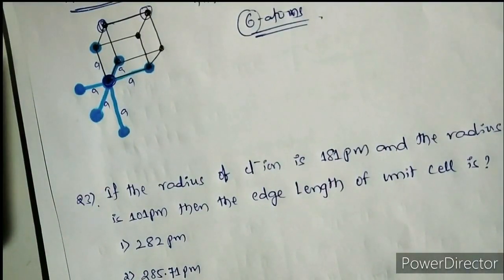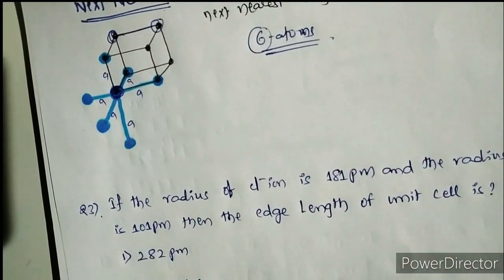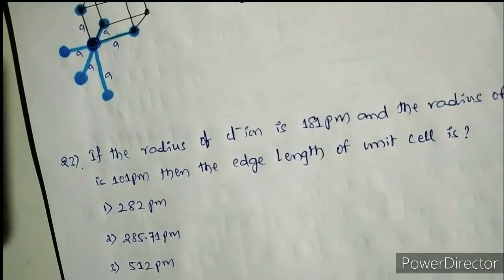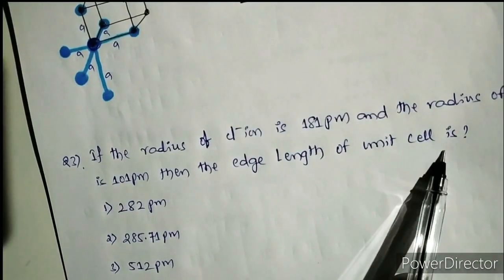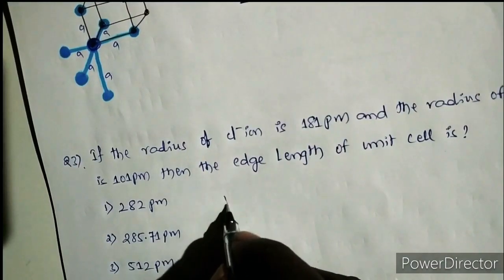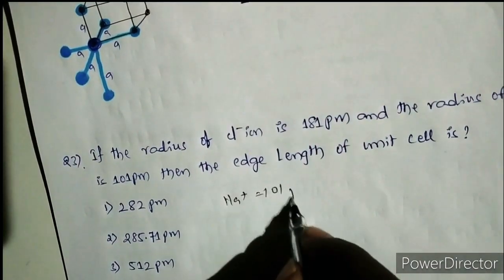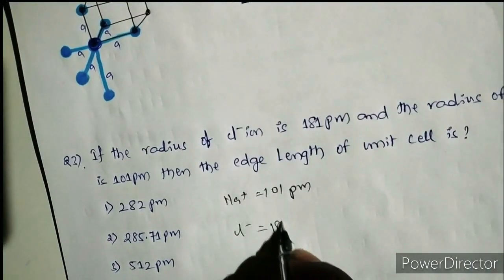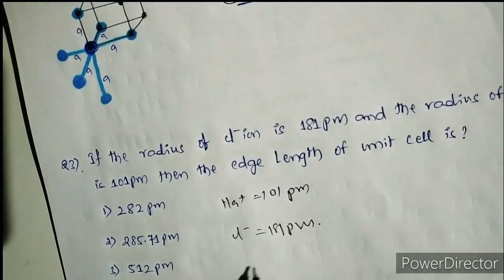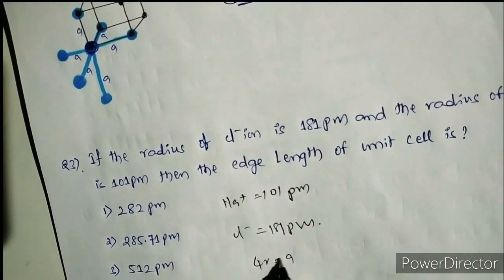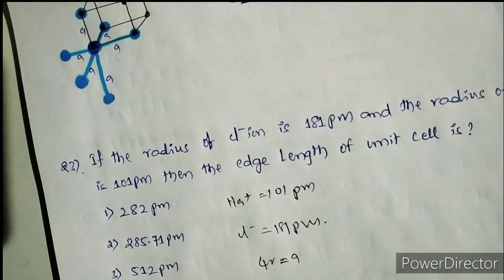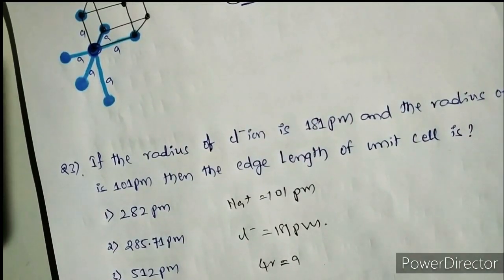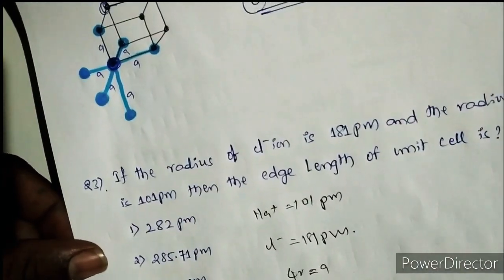If the radius of the chloride ion is 181 picometers and the radius of the sodium ion is 101 picometers, then the edge length of the unit cell is, okay, what is given? Na plus is 101 picometers, Cl minus is 181 picometers. Now again the same formula, 4R is equal to A. You can do 4R is equal to A. You will get the A value. We have done the same way just now. Do this and you will get the answer.